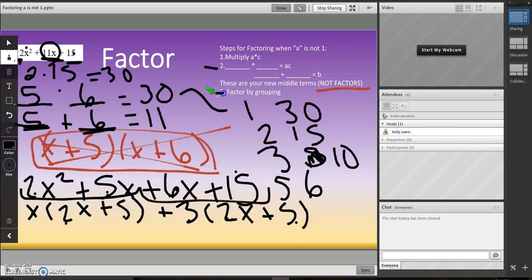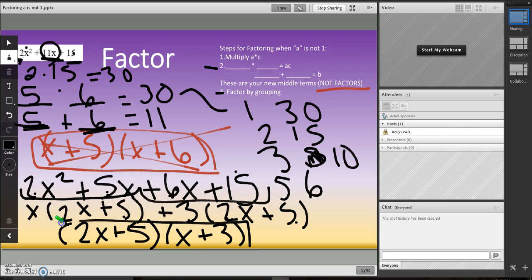All right, and so right now I'm in the middle of factor by grouping. All right, and so what I have left is what they have in common, that 2x plus 5, and then the leftover, x plus 3. And this is my answer. Kind of crazy. Let's do another problem to build your confidence up. Because the way you build up confidence in math is just by doing more problems.